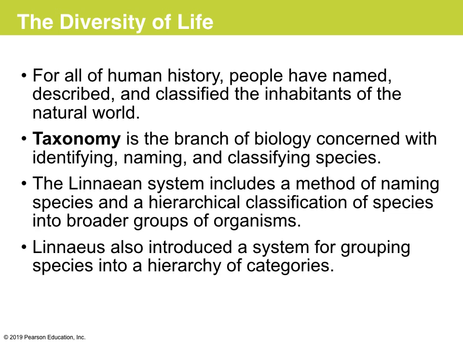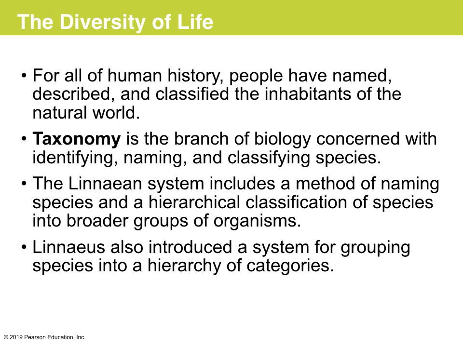And we still use the Linnaean system. This guy, Carl Linn, he Latinized his name to be Carolus Linnaeus. The Linnaean system includes a method of naming species and hierarchical classification of species into broader groups of organisms, right? So he started from the small end saying, okay, we're going to name this organism this, that organism that. Oh, now we have these guys grouped together, and these are part of a larger group, and so worked upward.